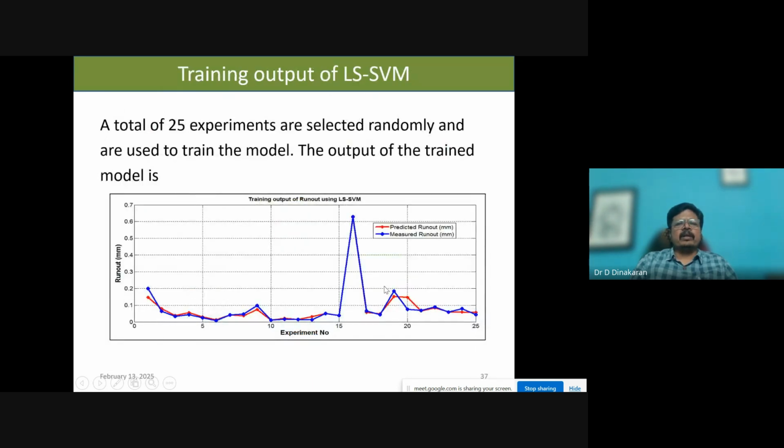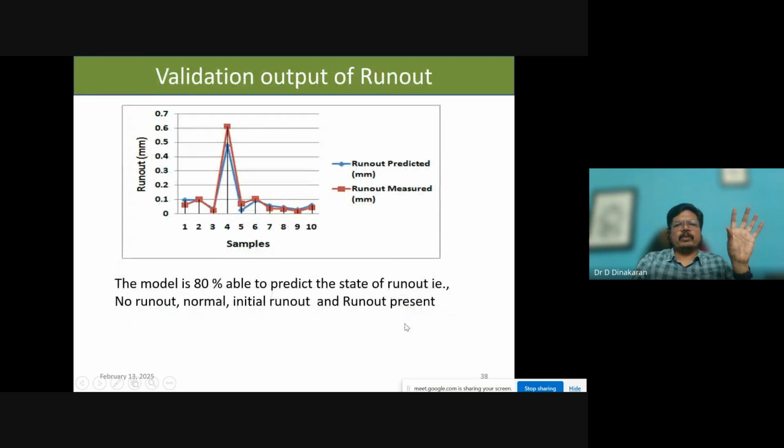Okay. And you can see how the outputs are trained. Different discrete experiments are taken and measured, and this is the predicted output. AI predicts the runout. Say if this is the vibration and this is the force, the runout would be this. You can see the red line is the predicted output and the blue line is the actual runout. So you can see a very close correlation between the AI predicted output and the measured output.